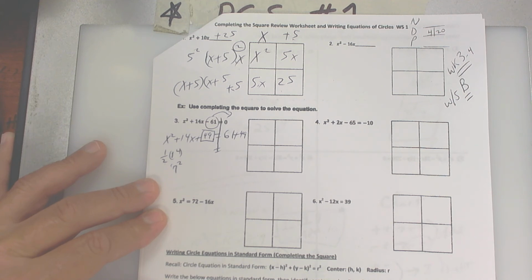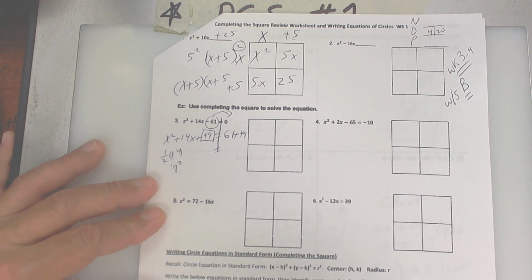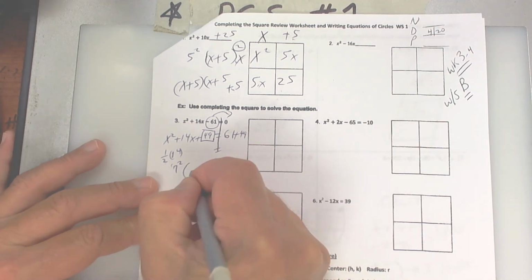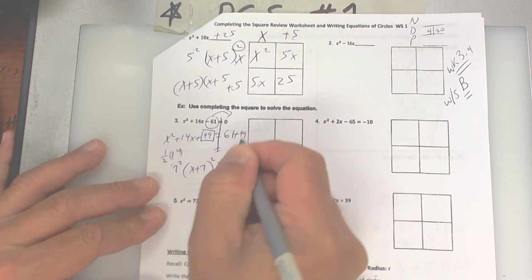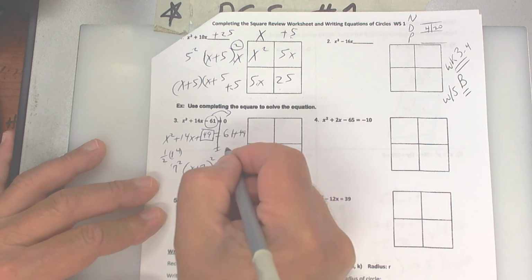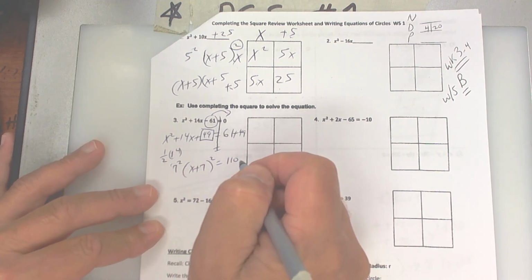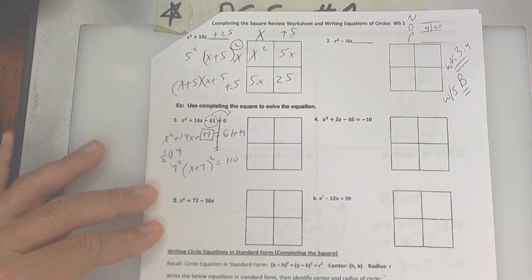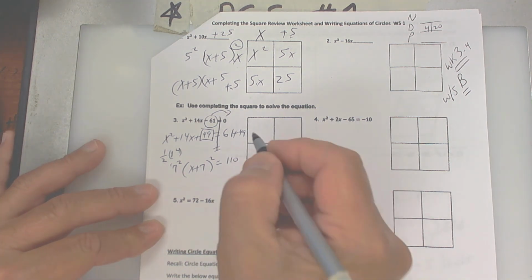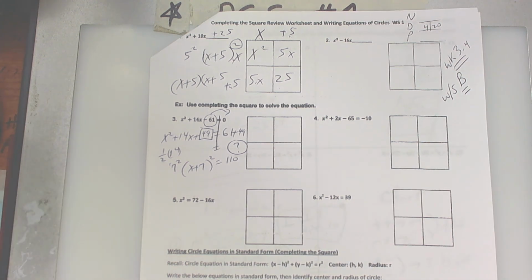49, and that's 50. It looks like 110. Okay, so that's not going to be perfect. But this right here is going to be x plus 7 quantity squared. This, I think, is 110. So you're going to do the square root of 110 on that. So I'm not sure how you would write that one. We're going to put a question mark for now, and when we get to it, we'll work it.